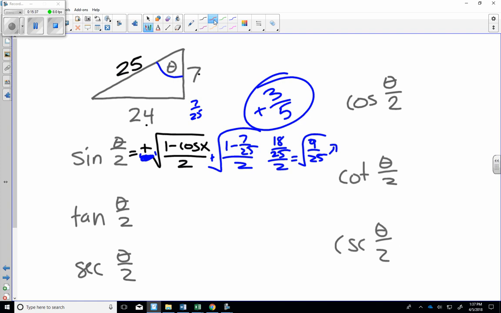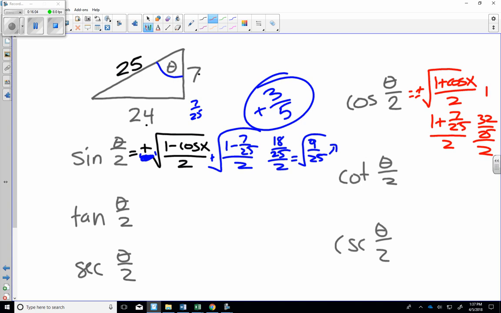Cosine of theta over 2 is plus or minus the square root of 1 plus cosine of x over 2. So that's going to be 1 plus 7 over 25 over 2, which is 32 over 25 over 2, which makes it the square root of 16 over 25. The square root of 16 is 4, and the square root of 25 is 5. So it's 4/5.